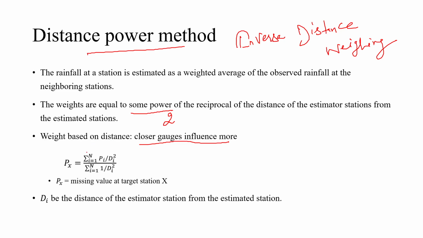And the formula to find the missing data is the summation, sigma Pi by di square, where i is 1 to n, divided by sigma 1 by di square, again i is from 1 to n. And di is the distance of the estimated station from the neighbouring stations.